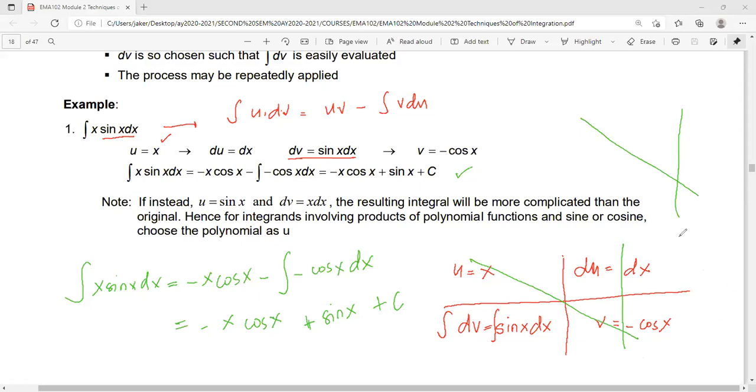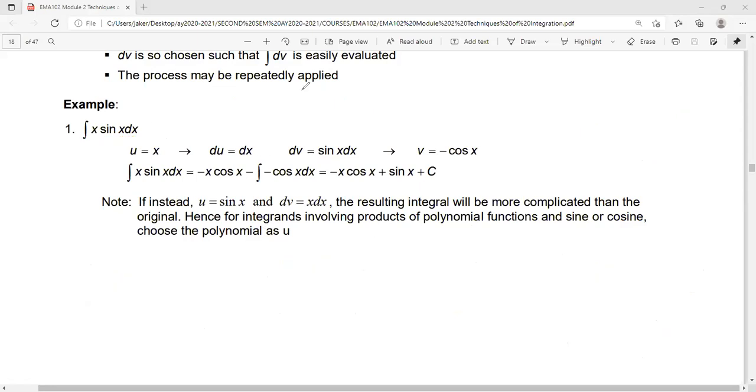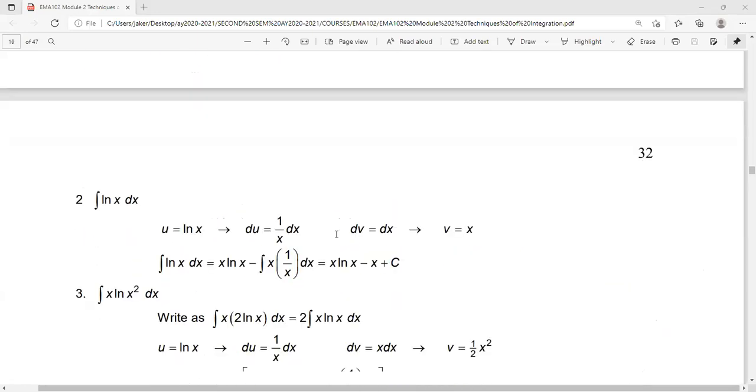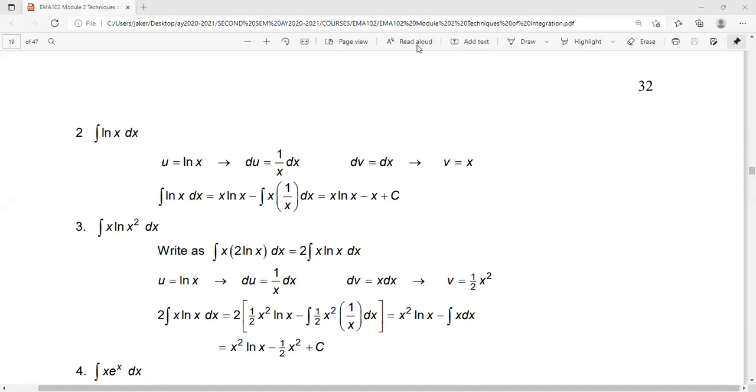But if you're not comfortable doing it like this, wherein you write your u here and your dv here, differentiate your u, you place it here, and integrate your dv to get the v, it's fine with me, as long as you know that the formula for by parts is uv minus the integral of v du. Okay? Now, we have here examples. So we'll do the examples the way I used to do it. If you'd like to use another method that you're comfortable with, then it's fine with me as long as you understand what you are doing.